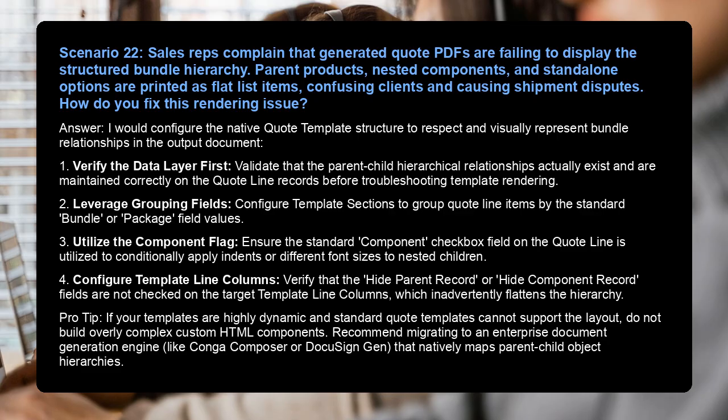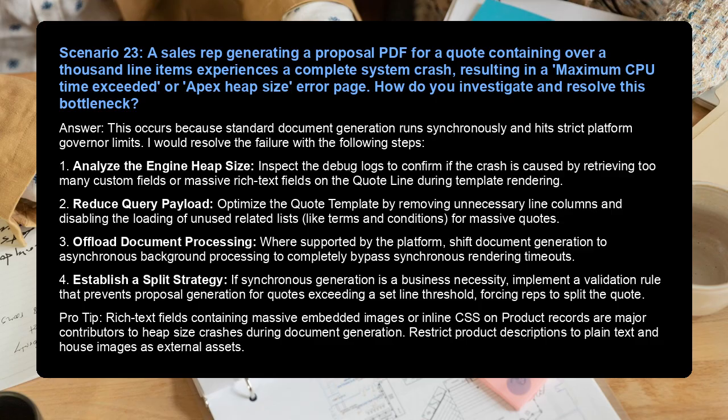Pro tip: if your templates are highly dynamic and standard quote templates cannot support the layout, do not build overly complex custom HTML components. Recommend migrating to an enterprise document generation engine like Conga Composer or DocuSign Gen that natively maps parent-child object hierarchies. Scenario 23.